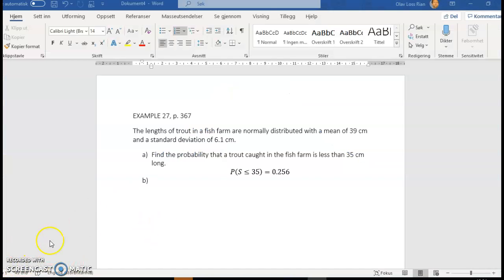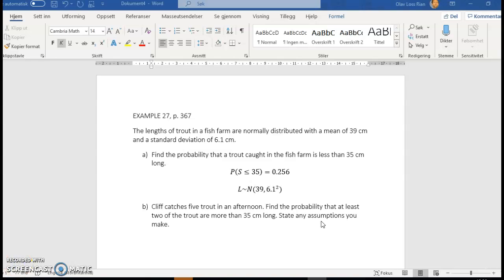Now I'll just write up question B. The question is, Cliff catches 5 trout in an afternoon. Find the probability that at least 2 of the trout are more than 35 centimeters long. State any assumptions you make. And the assumption here is that these trout are independent of each other, that their lengths do not affect the lengths of the others, or the probabilities don't affect each other.